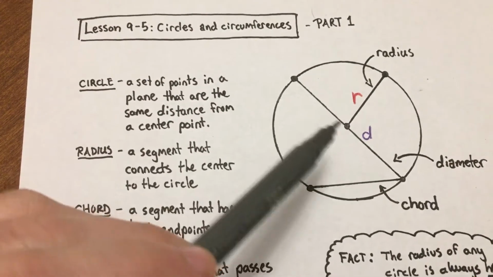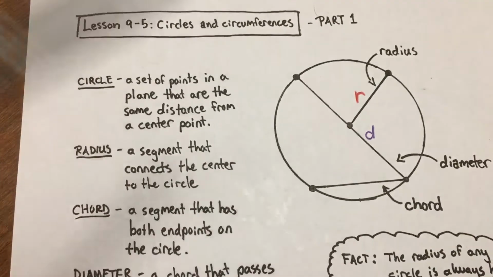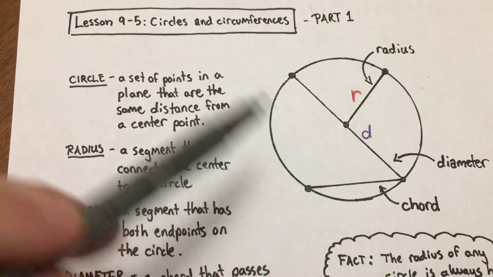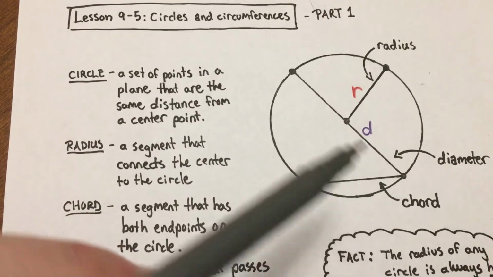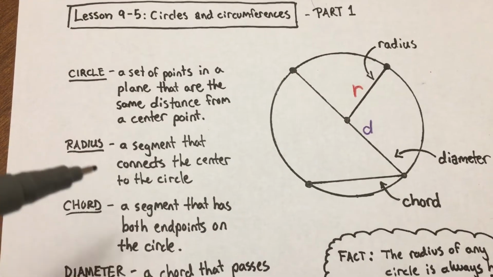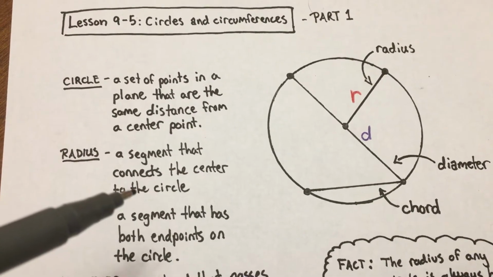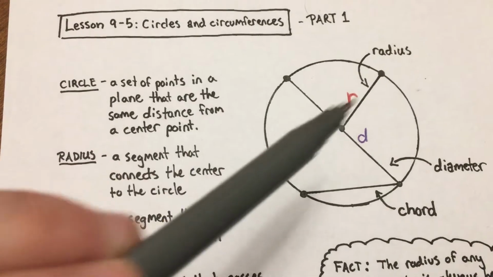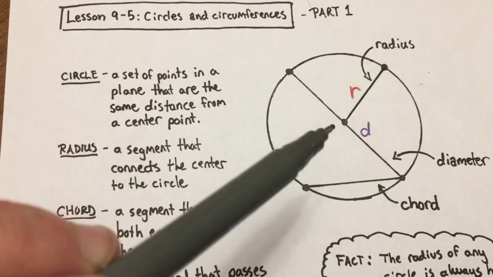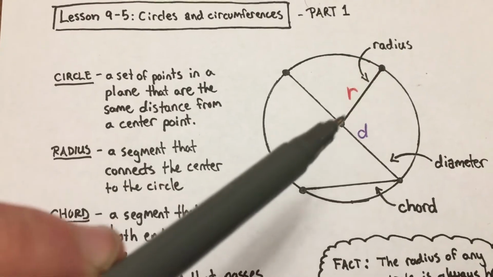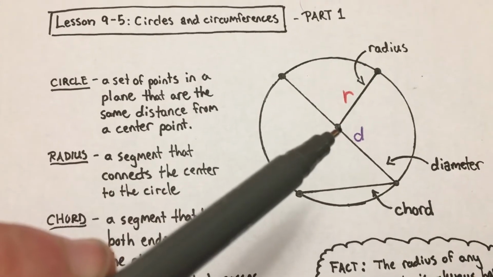And you'll notice that I have a bunch of different line segments that are contained inside of the circle. Each line segment represents a special name. So a radius is a segment that connects the center to one particular point on the outside of a circle. So this segment that's labeled as r for our variable is known as our radius.